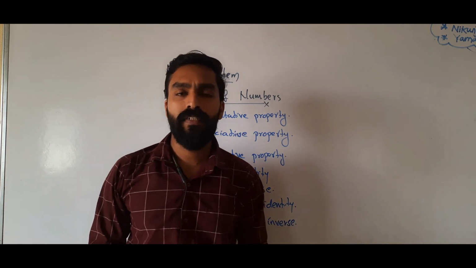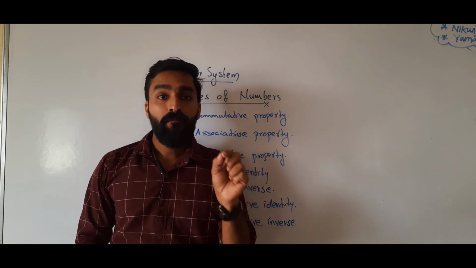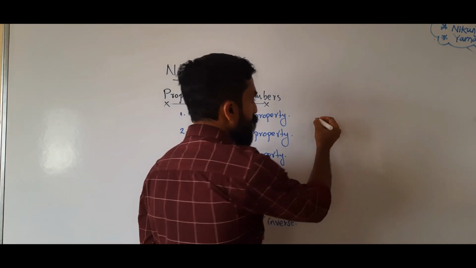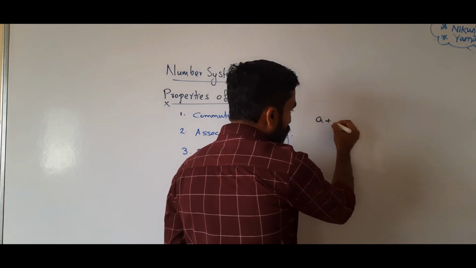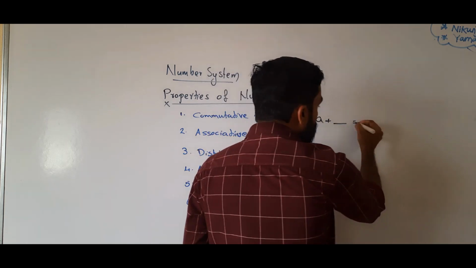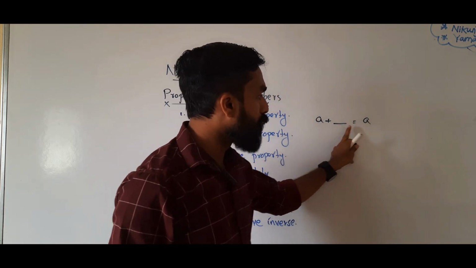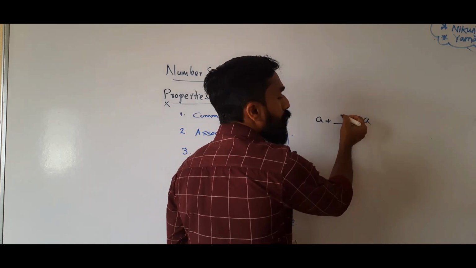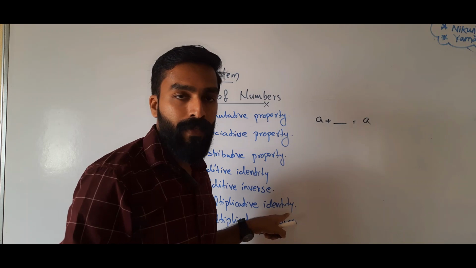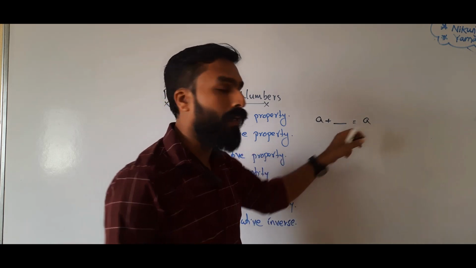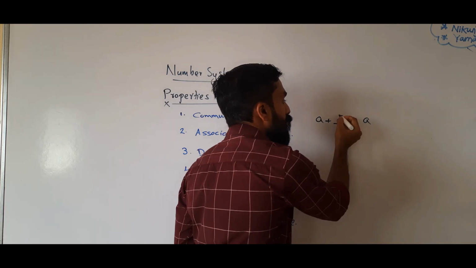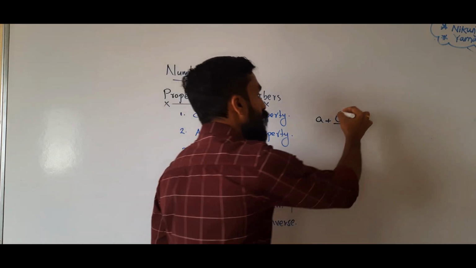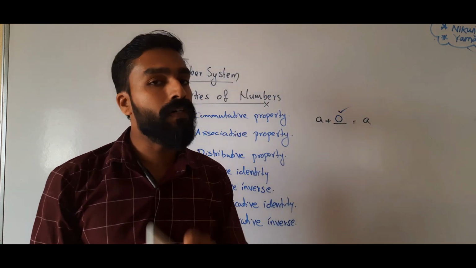So additive identity means, in general, a number plus another number is equal to that number itself. For example, A is a number, plus another number, we don't know what, which is equal to A. A plus another number is equal to A itself. If we have to add one number here, that number will be the additive identity. So A plus a number is equal to A. Only one number we can add here, that number is 0. A number plus 0 is equal to that number itself. Therefore we can say that 0 is the additive identity.